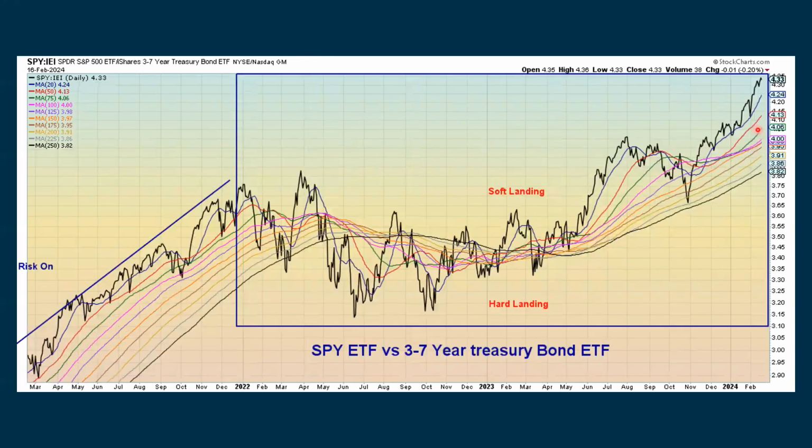Then we look at the S&P and we compare it with 3 to 7-year bonds, and we're really outperforming. This is showing that stocks are outperforming bonds. And when we're up in this area, that means that the market is suggesting that we might have a soft landing, which means, okay, we've seen some economic slowdown, but not enough to really go into a recession. Well, if we were really going down, that would suggest that the market thinks we're going to have a hard landing, which means, yeah, we're going into a recession. And this has pretty much been the story throughout most of 2023 and now into 2024, that the market is anticipating a soft landing.